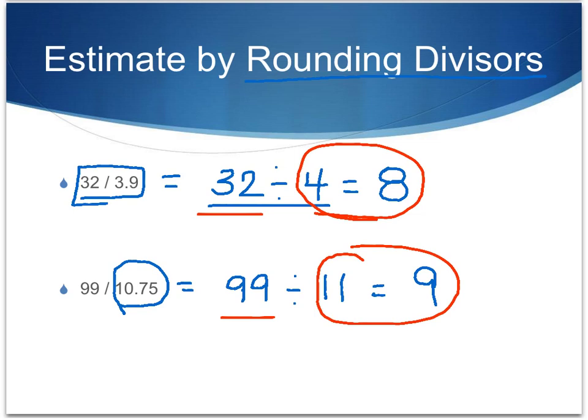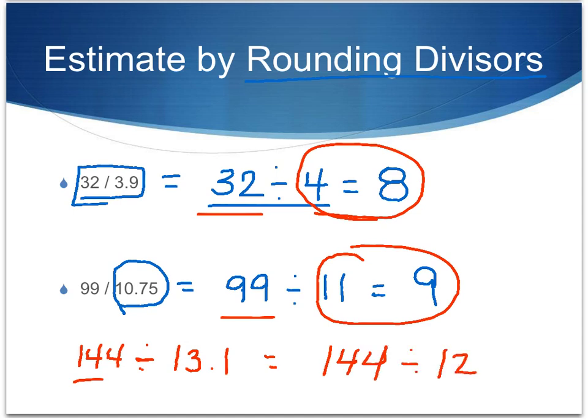Let's try one more. I'm going to take 144, and I want you to divide that by 13.1. Press pause. Come up with two compatible numbers to divide, and then give me an estimated answer. So looking at the 144, I know that's a basic fact, because I know that 12 times 12 is 144. So I'm going to rewrite my problem as 144 divided by 12 equals 12. So that's going to be my estimate.